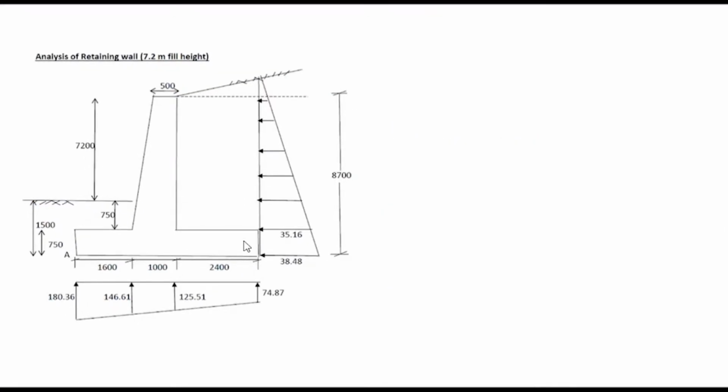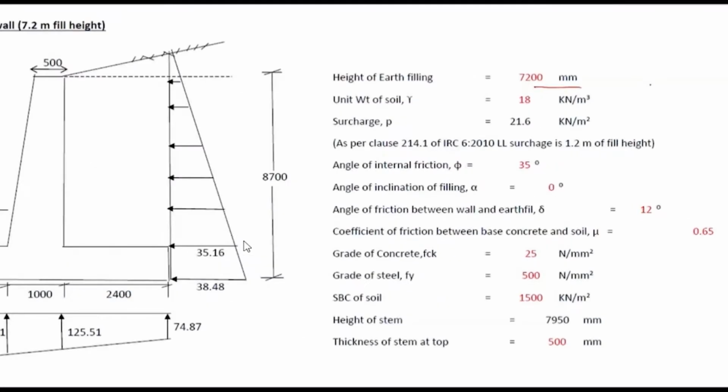Yes, sir. Okay. Unit weight of soil is, suppose, 18 kilonewton per meter cube. That is surcharge. As per clause 214.1 of IRC 6, live load surcharge is taken as 1.2 meter of fill height. So if you multiply 1.2 meter into 18, you will get this. Angle of internal friction is 35. Angle of inclination of filling is 0, that means the fill is horizontal.